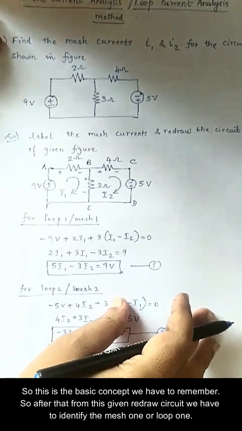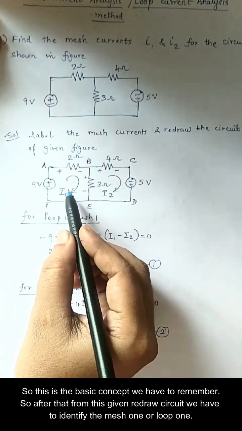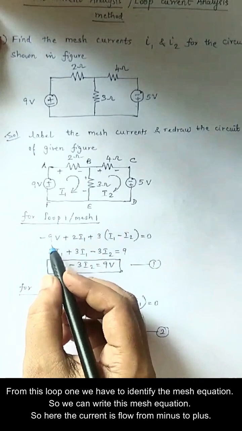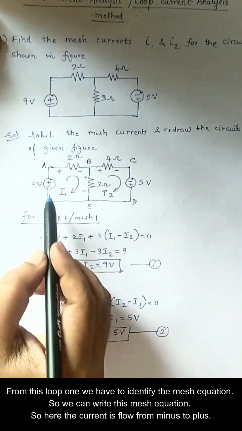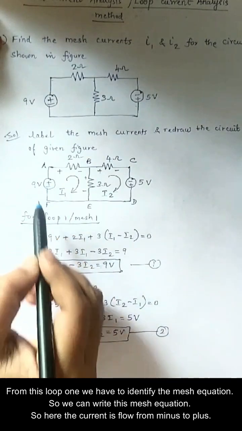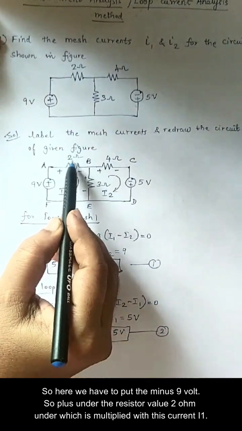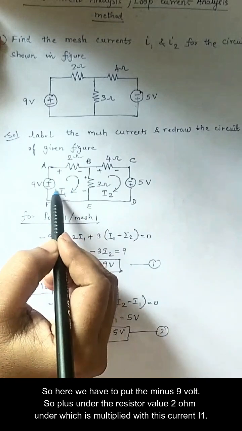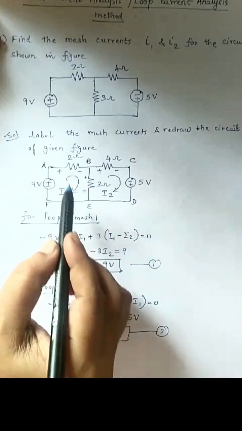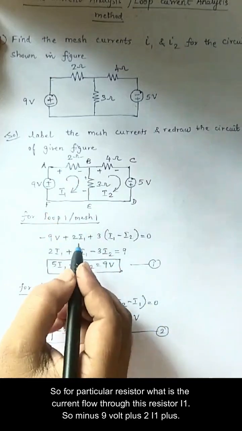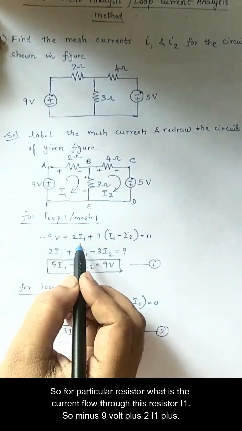After that, from the redrawn circuit, we have to identify mesh 1 or loop 1. From this loop 1, we identify the mesh equation. We can write this mesh equation. Here the current flows from minus to plus, so we have to put minus 9 volt, plus the resistor value 2 ohm multiplied by the current I1, because this loop is considered as the first loop or first mesh. For a particular resistor, what is the current flowing through it? I1. So minus 9 volt plus 2 I1.